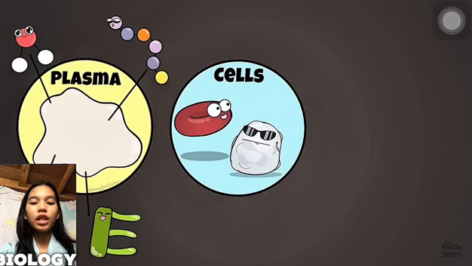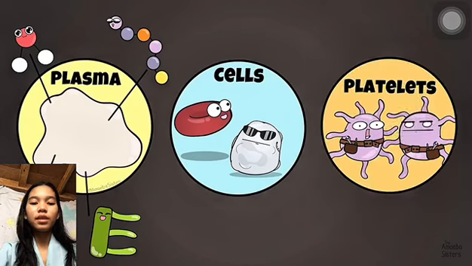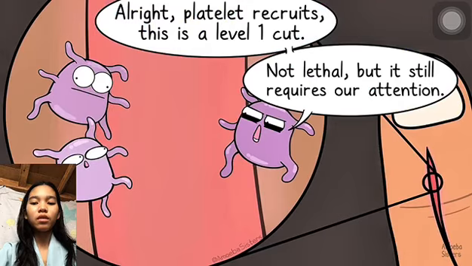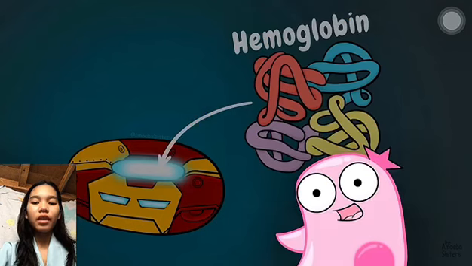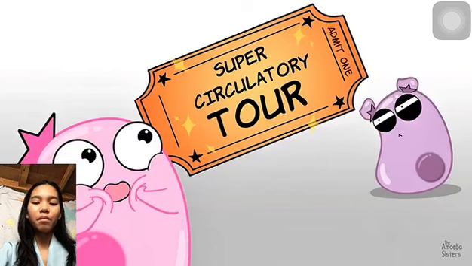Another component includes cellular components. This means red blood cells, which do the transferring of gases, white blood cells, which can fight infection, and platelets, which are actually cell fragments, and they're involved with helping your blood clot.